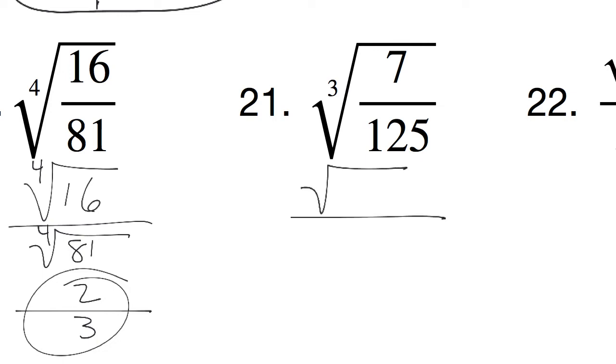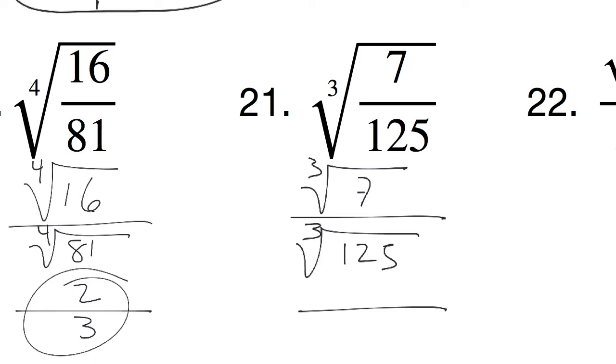Split them up. 7, split them up. 125. Well, you can simplify the bottom. 5 times 5 times 5 is 125. But you really can't do anything with the top, so we just leave it the way it is. Cube root of 7 over 5.